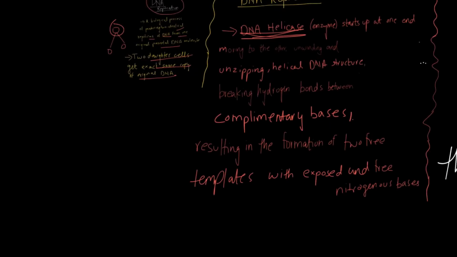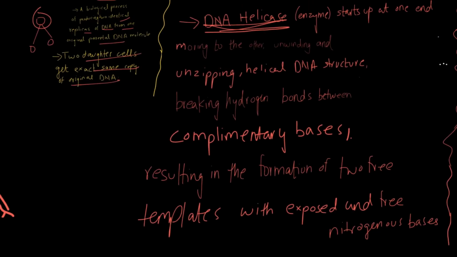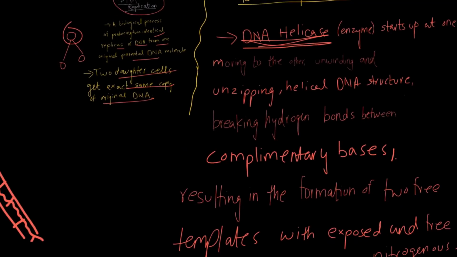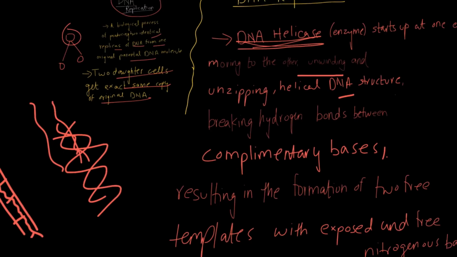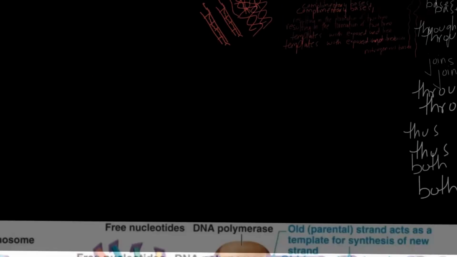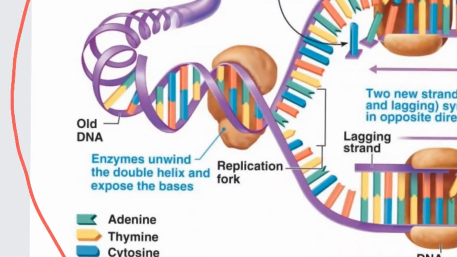It's like a zip, right? So the zip, and this enzyme starts at one end, it breaks these bonds, so this enzyme is called DNA helicase. It's not breaking, however, it's unwinding and unzipping the DNA structure. So this is the DNA structure, right? It just starts off here and then it unzips and creates two strands, right? So I'll show you right here where DNA helicase is. This right here is DNA helicase.